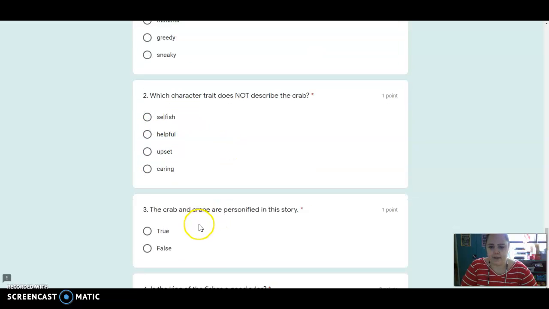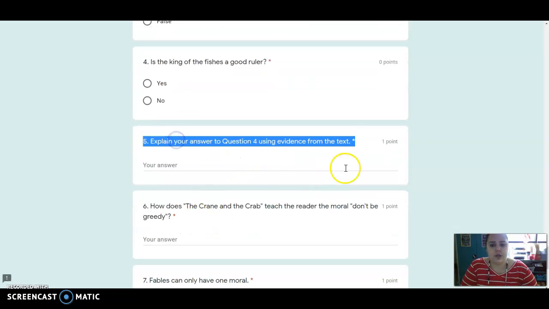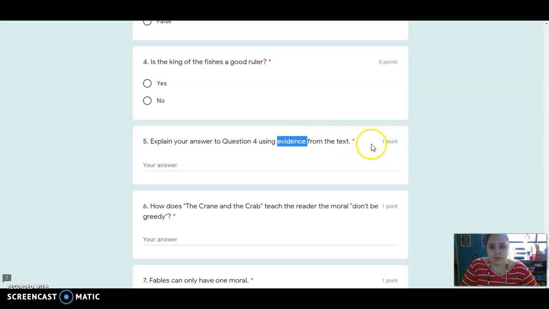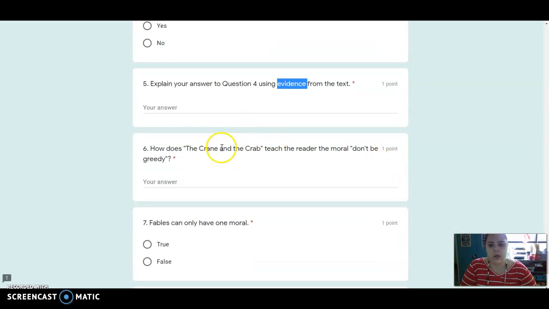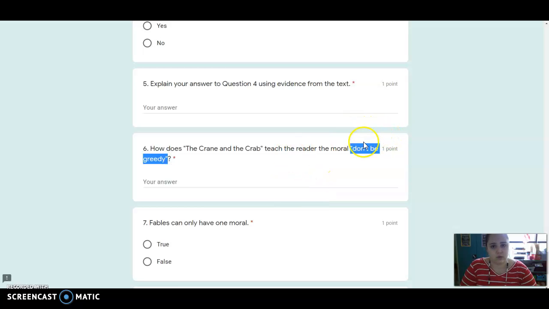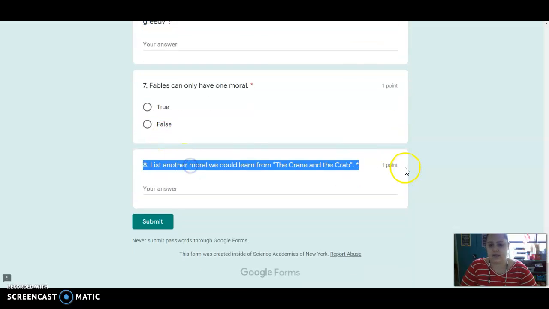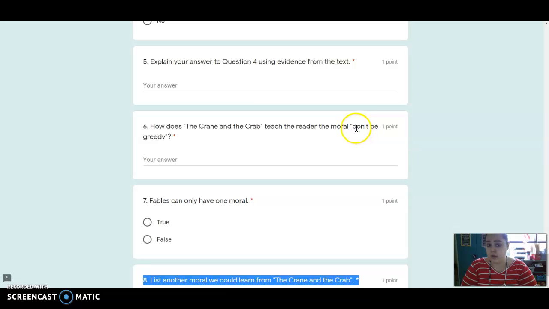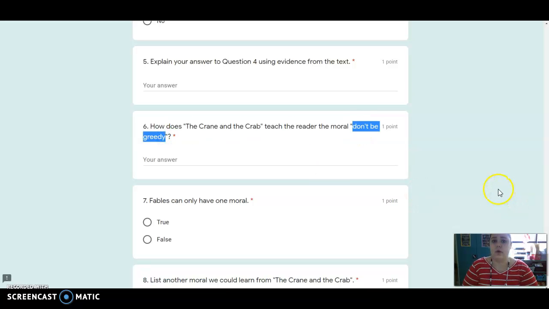All right, so you have a couple multiple choice questions. Make sure that you're using evidence when you answer number 5, so find something from the text that supports your answer. And number 6 is another written response. It asks, how do the crane and the crab teach the reader the moral, don't be greedy? So how did this story teach the readers that it's not good to be greedy? And then the last one is another written response, and it asks, what is another moral that we can learn? So don't say don't be greedy, I already gave you that one. What is another one that we could learn from this story?